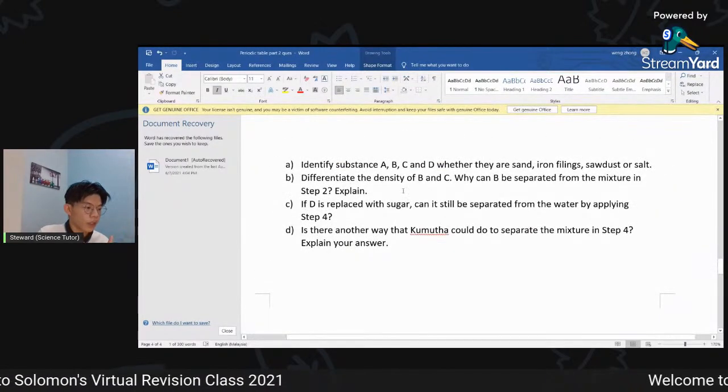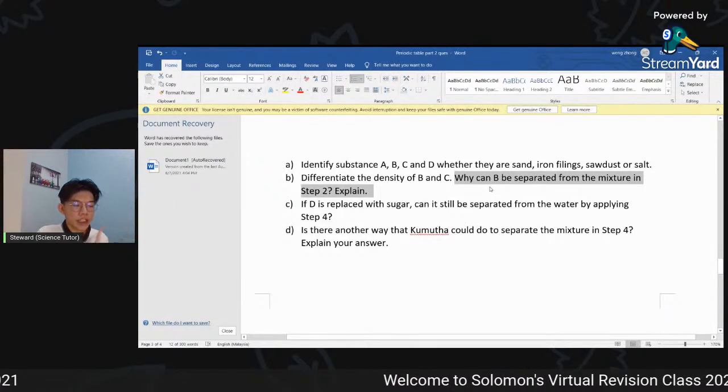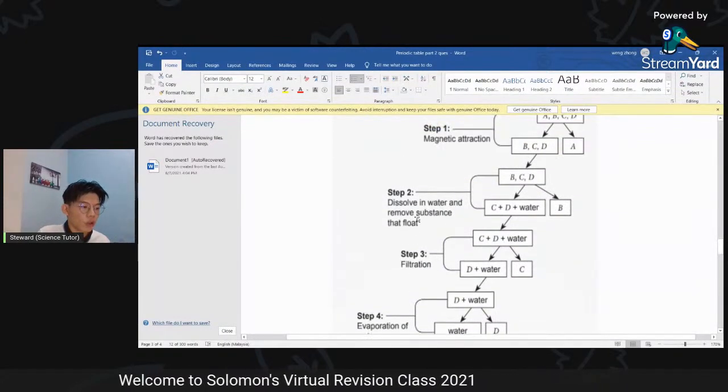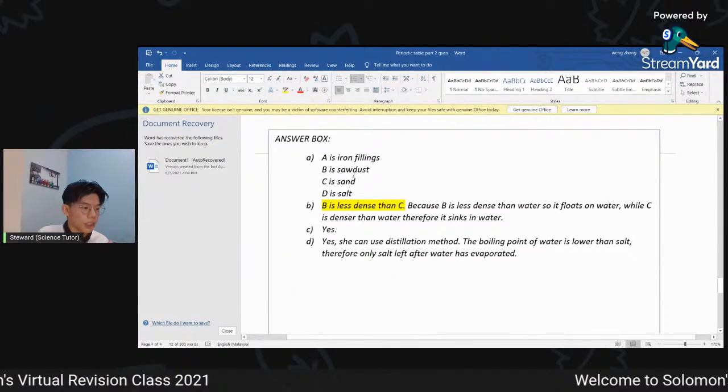Okay, so the second part, why can B be separated from the mixture in step 2? Explain. Kenapa B boleh separate? Kenapa dia boleh float? Dia boleh float dekat water. Explain. Okay, maksud dia B ialah sawdust kan.